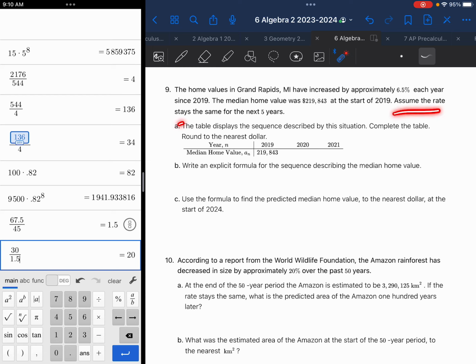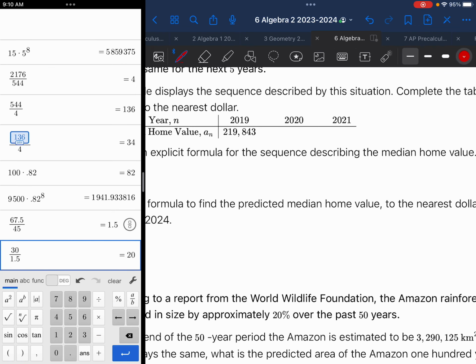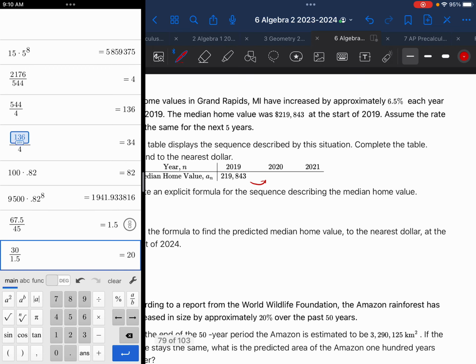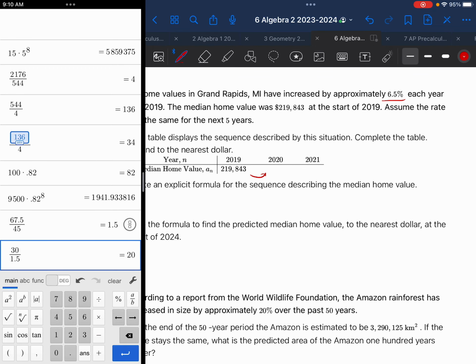Assume the rate stays the same for the next 5 years. So, okay, I can assume that. The only thing that they haven't used in the table so far is this 6.5%. So let's read A. The table displays a sequence described in this situation. Complete the table. Round to the nearest dollar. All right, so I need to move from here to here, and the only way to do that is to increase by 6.5%. So I need to somehow extract a common ratio from this.